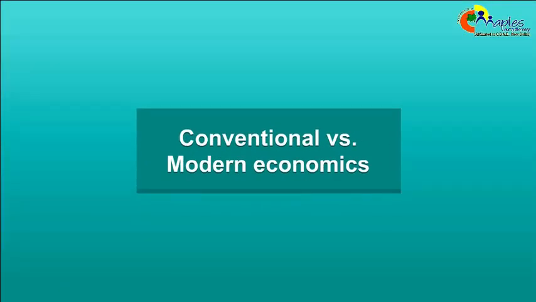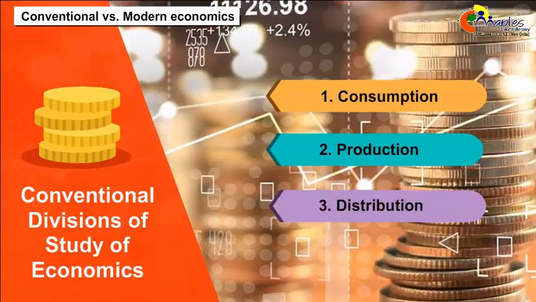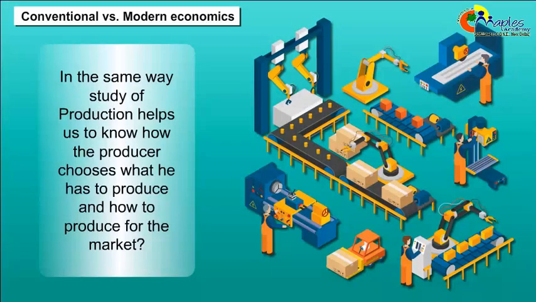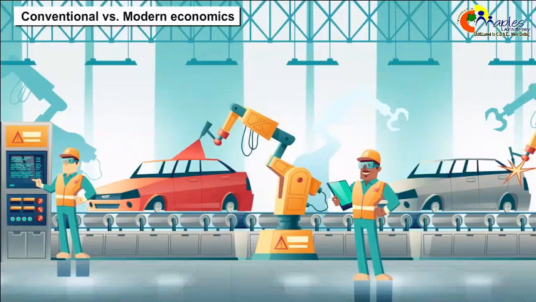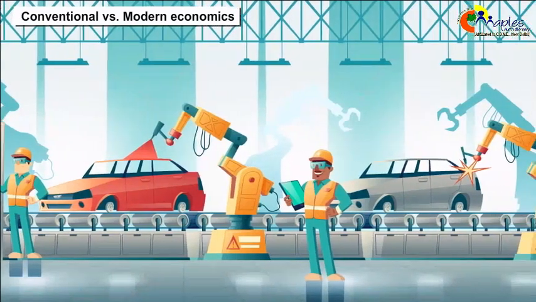Conventional versus modern economics. Conventional divisions of study of economics. The study of consumption tells how the consumer decides which product to buy with his given income and the alternative goods available. In the same way, the study of production helps us to know how the producer chooses what to produce and how to produce for the market.